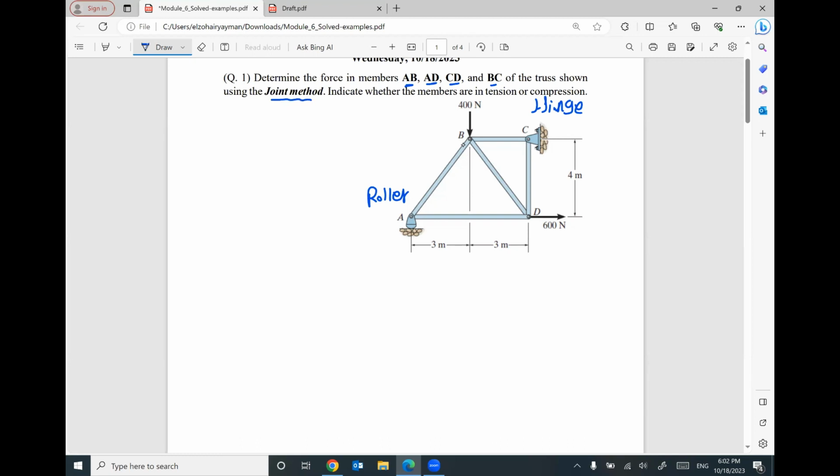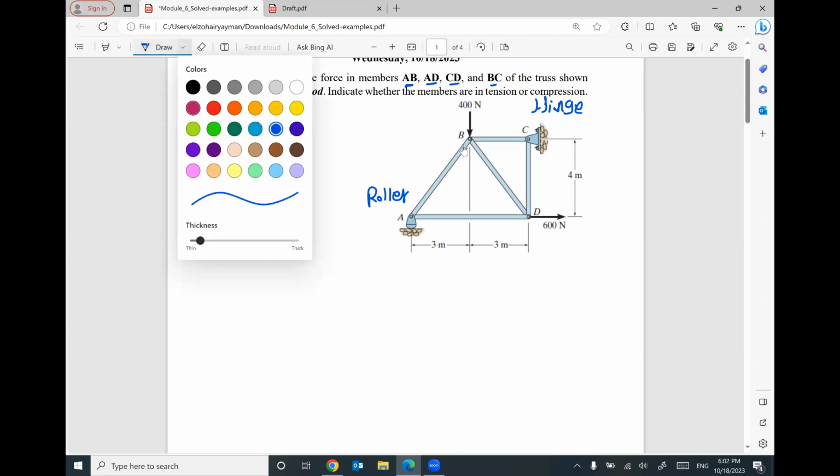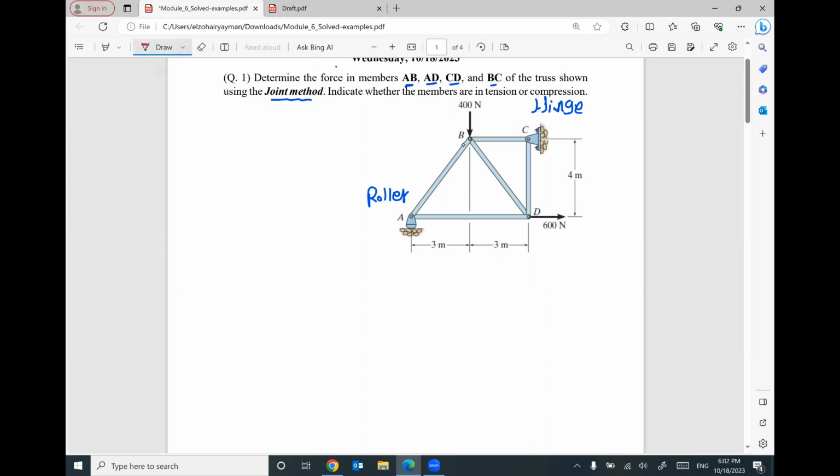Regardless of what members are required, the first step is I have to start with reactions. Go ahead and put your reactions. Since at A we have a roller, we will have only one reaction, YA. Since C is a hinge, we will have two reactions. One is called XC, and the other one will be called YC.